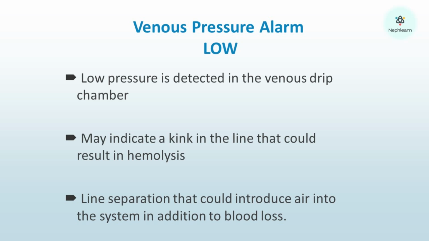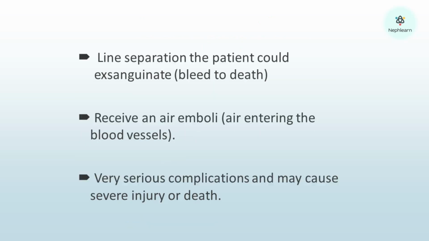A low venous pressure alarm indicates a kink in the line that could result in hemolysis, or a line separation that could introduce air into the system in addition to blood loss. In case of a line separation, the patient could exsanguinate, that is bleed to death, or receive an air embolus, and these are very serious complications causing death.